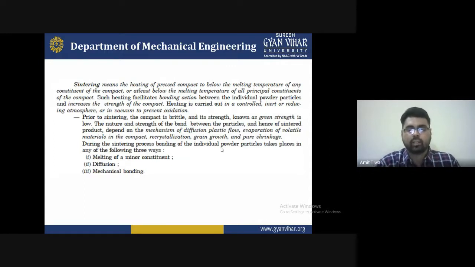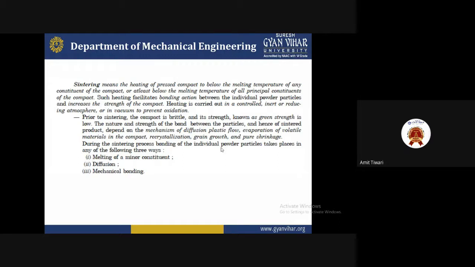Prior to sintering, the compact is brittle and its strength is low, known as the green strength. Because prior to sintering the compact is brittle, its strength is called the green strength. The nature and strength of the bond between the particles, and hence of the sintered product, depend upon the mechanism of diffusion, plastic joining, or the evaporation of volatile material in the compact, as well as recrystallization, grain growth and pore shrinkage.